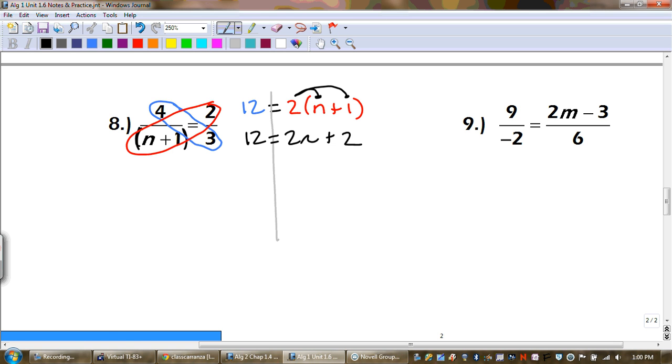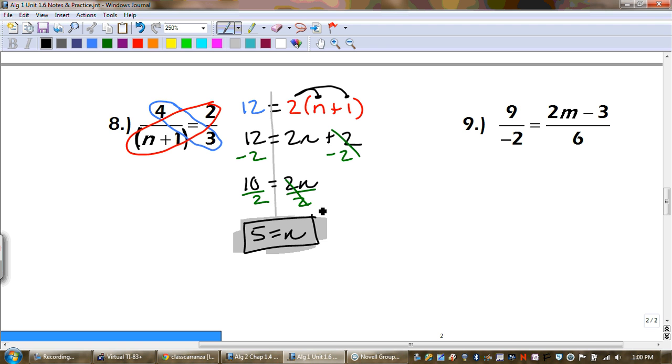And now we have to solve it like all of our other problems. We have to subtract the 2 because we want to get the n all by itself. And the last step would be to divide. And then we get 5 equals n. Okay. You might be like, Mr. Grice, how do I check that? Well, first off, let me just write this down. So 5 equals n.